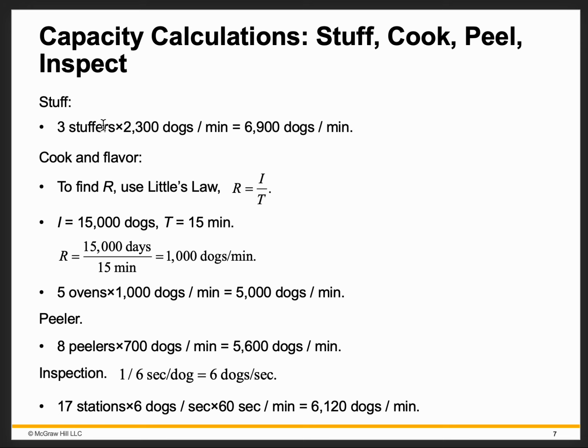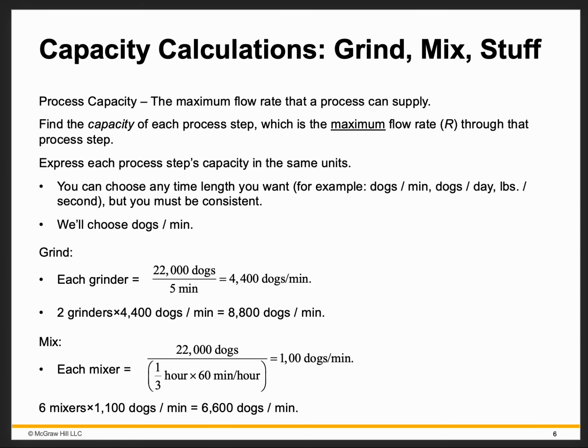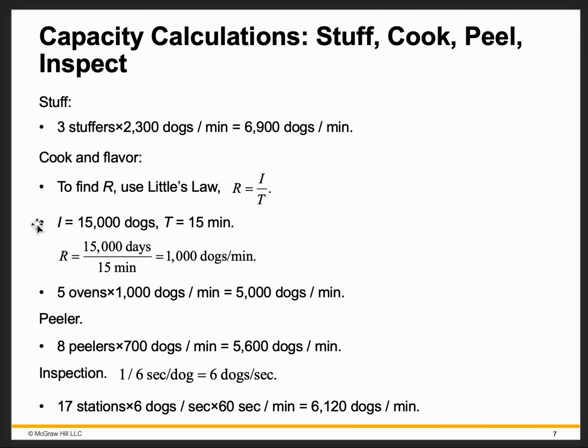Next page. So there are 3 stuffers, and each stuffing machine can make 2,300 hot dogs per minute. How do we know that? That's the data that's given. It's 2,300 hot dogs per minute per machine, and 3 machines and so on. So with all of that, we can calculate that the capacity of the stuffing process is 6,900 hot dogs per minute. Okay.